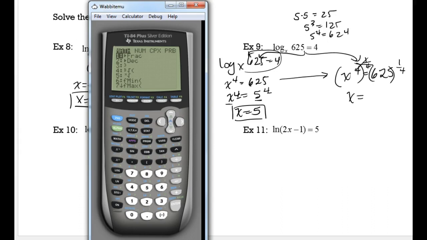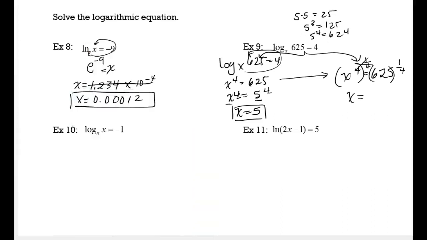Math, go right here where it says 5, and you can put in the root you want. I want the 4th root of 625, and it gives me 5 right there. All right, so that's just another way of working the same problem.